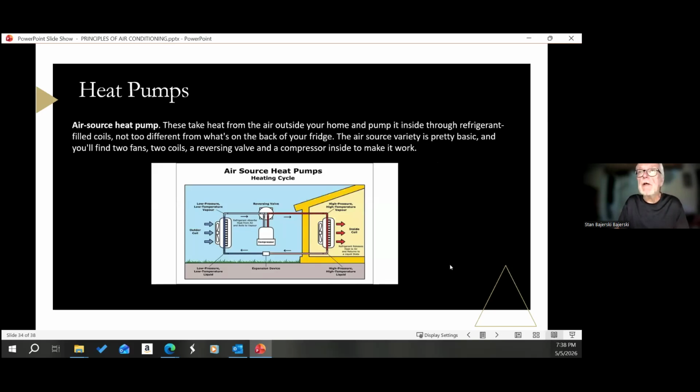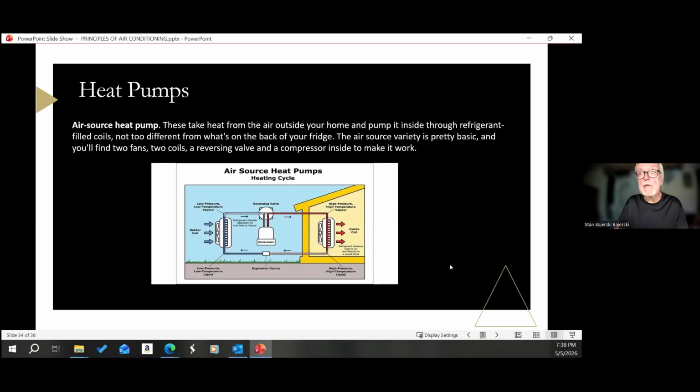These take heat from the air outside and pump it inside through refrigerant-filled coils, not too different from what's on the back of your refrigerator. The air source variety is pretty basic, and you will find two fans, two coils, a reversing valve, and a compressor inside to make it work. So the reversing valve is what changes it from heat to cool.